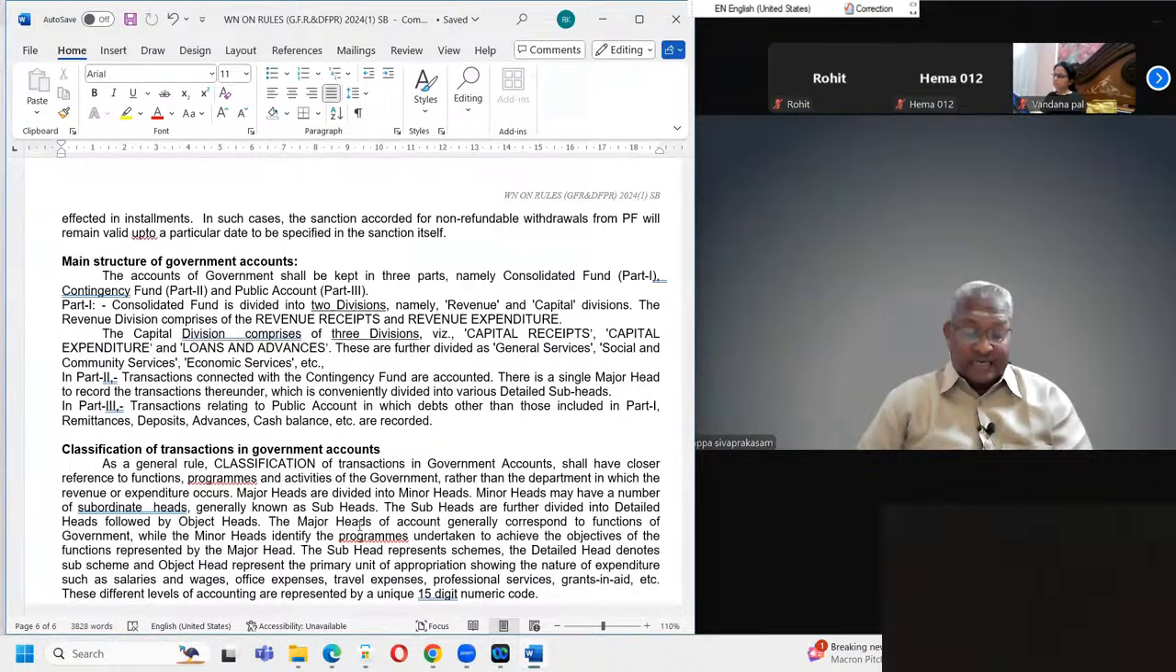In part 2, transactions connected with contingency fund of India are accounted. There is a single major head to record the transactions thereunder, which is conveniently divided into various details of heads. In part 3, transactions relating to public account, in which debts other than those included in part 1, remittances, deposits, advances, cash balance, etc. are recorded. That is बैंक account, बैंक में जो भी deposit होता है, GPF में जो होता है, NSC and other certificates issued by the government, for which the government is not the owner of the fund, they are only custodian in that case.